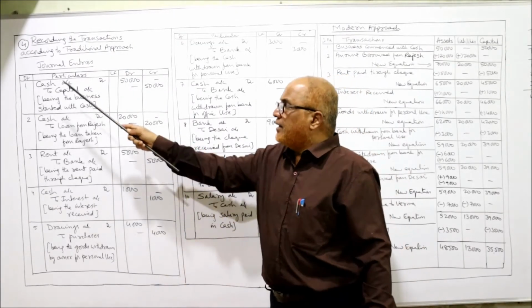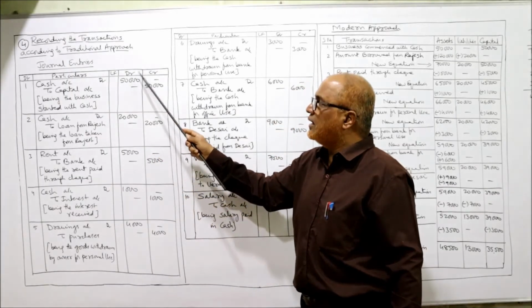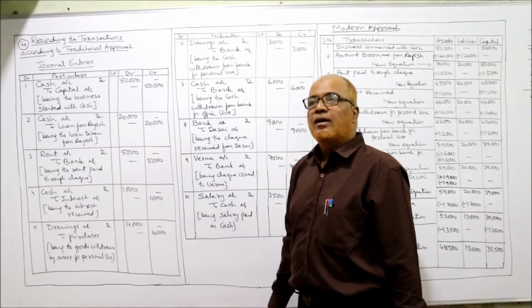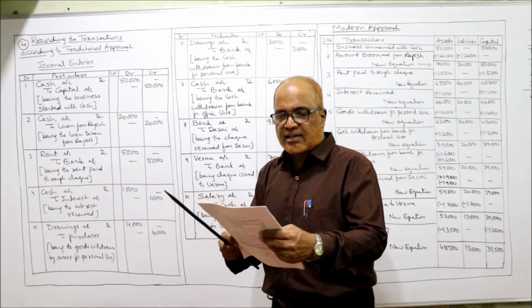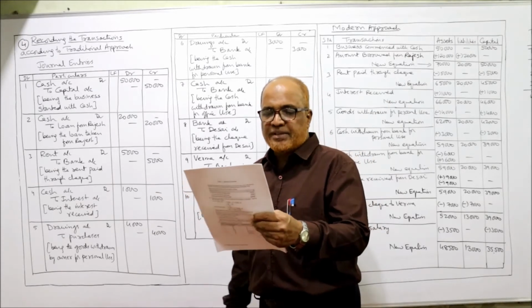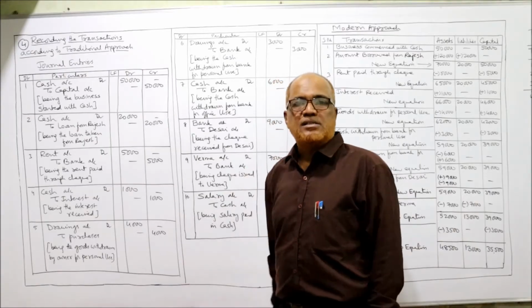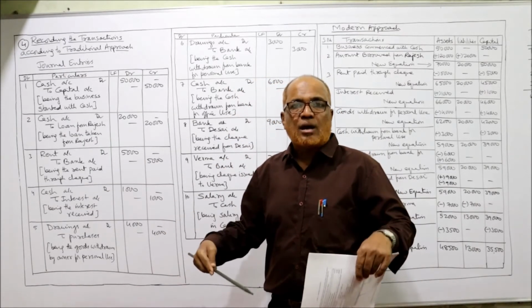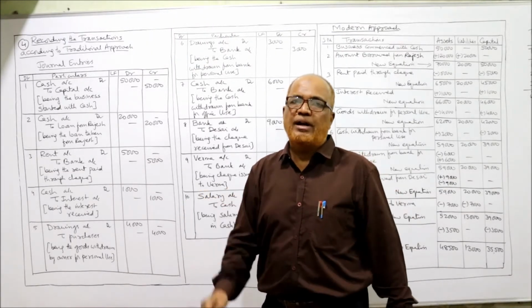So, the journal: date, particulars, LF (ledger folio), then debit and credit columns. This is the format of a journal. Now, in the date column I am writing the first transaction. What is the first transaction? Commenced business with cash of 50,000. Commenced business means started business with cash of 50,000. Cash is coming into the business, so the cash account will be debited.